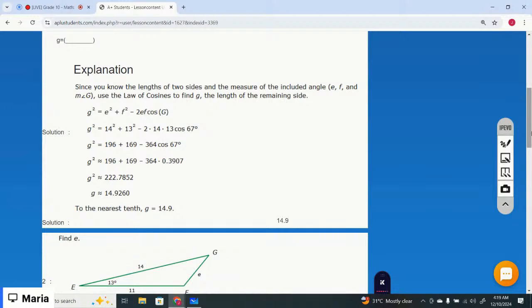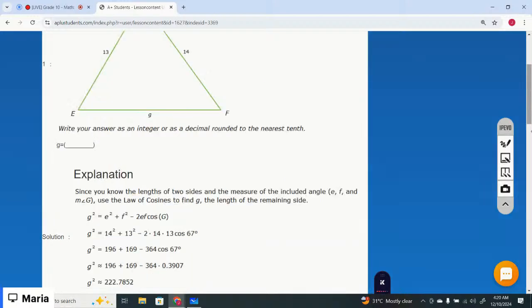So you have to just put in all the values in the formula, that is g square equals e square plus f square minus 2ef cos g. Just put in the values: e is 14 square, f is 13, 13 square minus 2 times 14 times 13 and cos 67. So just two calculations and you can get the length of the side g, right? Let's just start with the test questions.